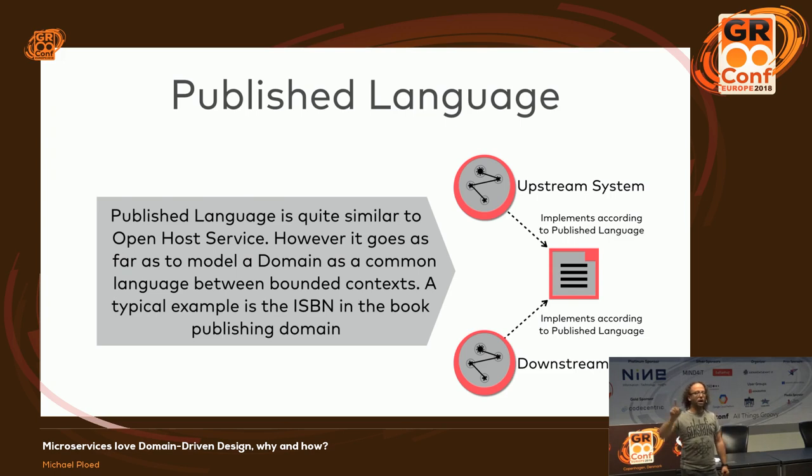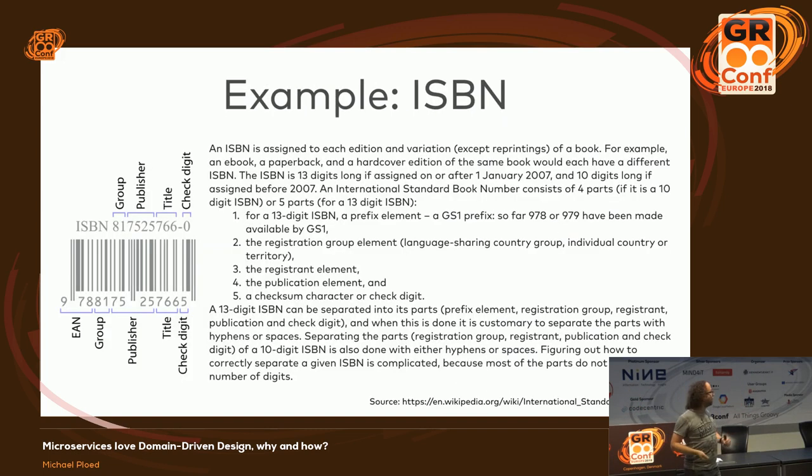Who knows the ISBN number for books? Yeah, quite a few folks. So every book has an ISBN number. That's a number that's a global identifier for a given book. And if you look at Wikipedia for the ISBN number, you find a perfect example for a published language. So there is like a 13-digit PIN, a registration group, a publisher code, a title code, and some checksums.